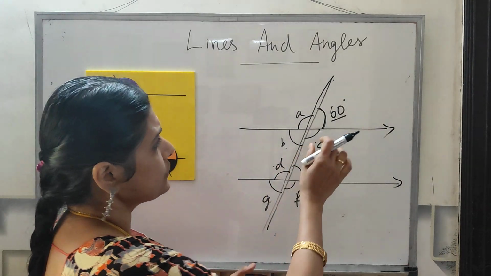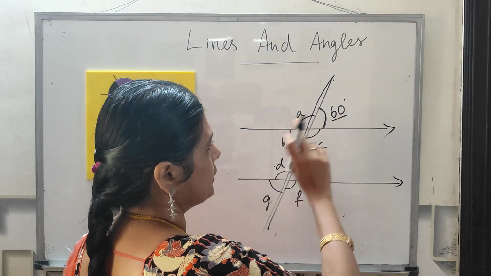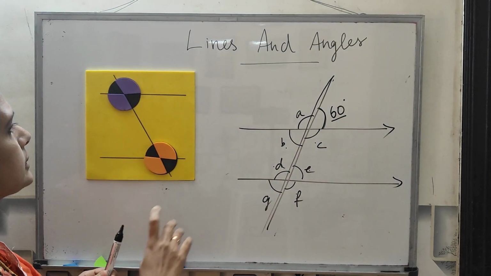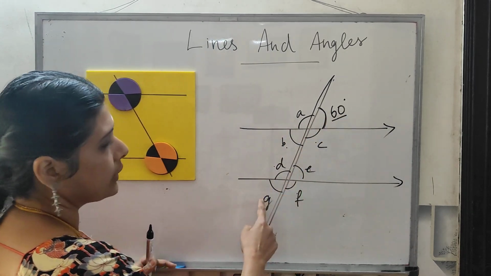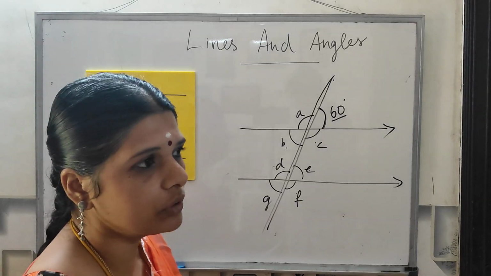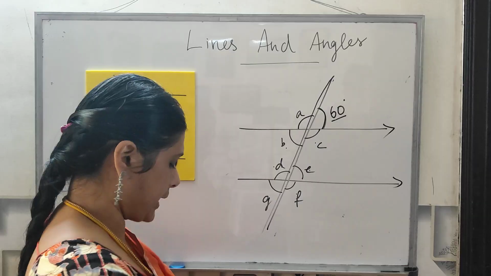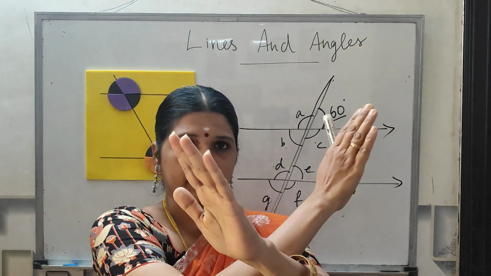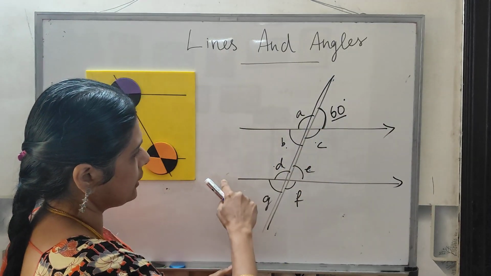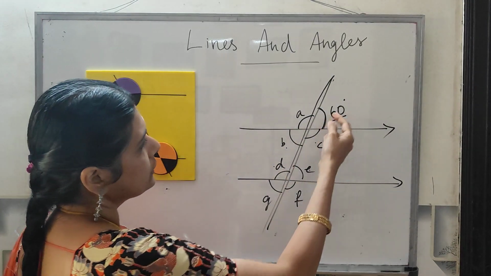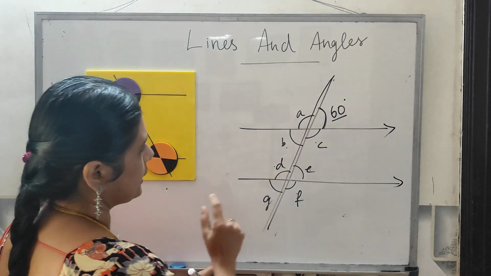Let's see now. First of all, what is given here? It is 60 degree, one angle they have given. The first property I am going to tell you: vertically opposite angles are equal. It means a cross mark. This one is a cross mark. Here again, a cross mark, right? So this angle is equal to this angle.